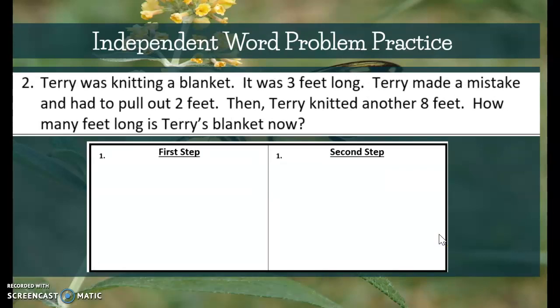This is an independent word problem to practice. I'd like for you to solve this problem with 2 steps on your own. I'll read the problem and then you pause the video and solve it on paper. Then start the video again to check your answer. The problem says, Terry was knitting a blanket. It was 3 feet long. Terry made a mistake and had to pull out 2 feet. Then Terry knitted another 8 feet. How many feet long is Terry's blanket now? Pause the video, solve the problem, and then start again to check your answer.